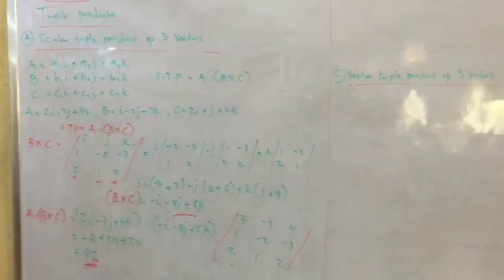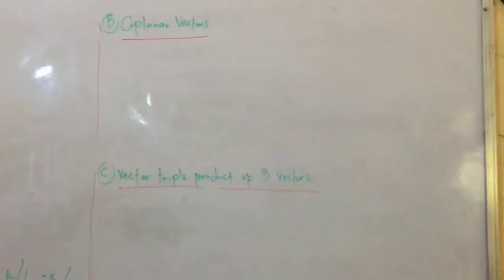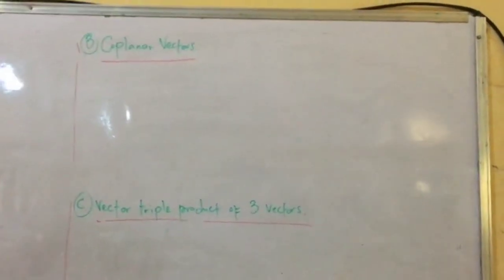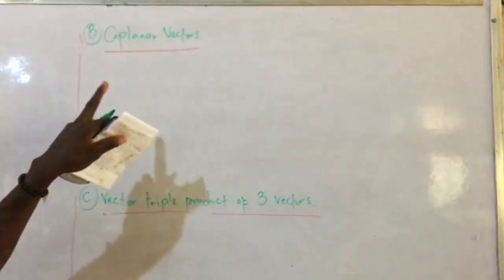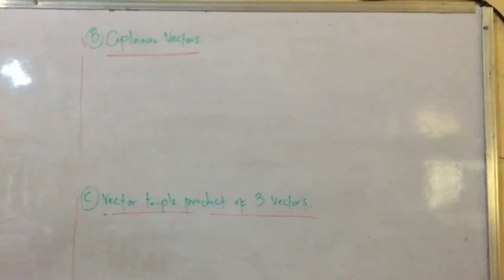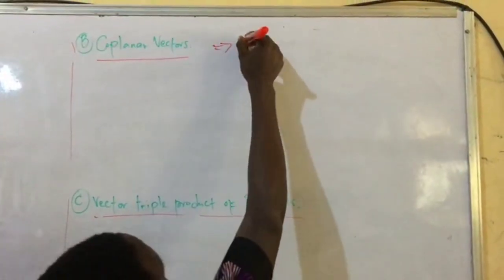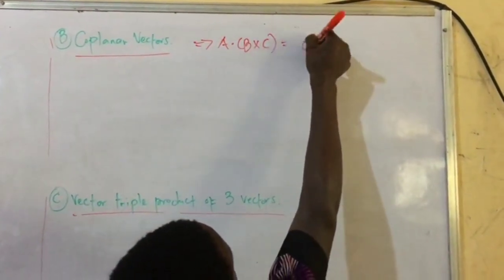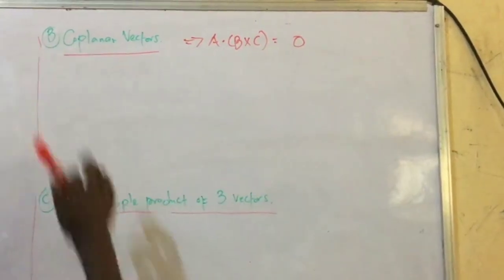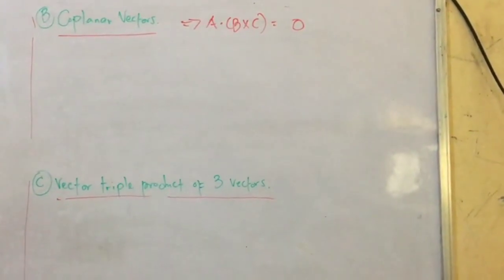So now let's move to coplanar vectors. Coplanar vectors is just that when you have the scalar triple product of 3 vectors equal to 0, that's when you call those vectors coplanar. If it is equal to 0, you have those vectors as coplanar. So I'll just say that if A dot B cross C is equal to 0, then you say it's a coplanar vector. So let us take an example on that.